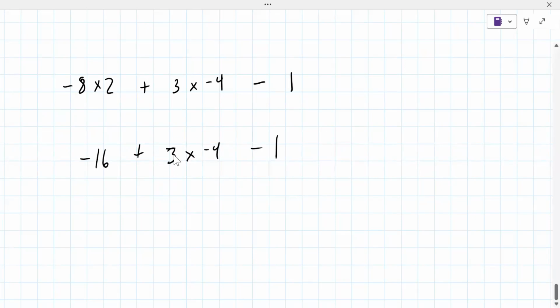But you have to multiply, right? So what is 3 times -4? 12. Nope, try again. Oh, the negative. So it's -12, right? A positive and a negative.